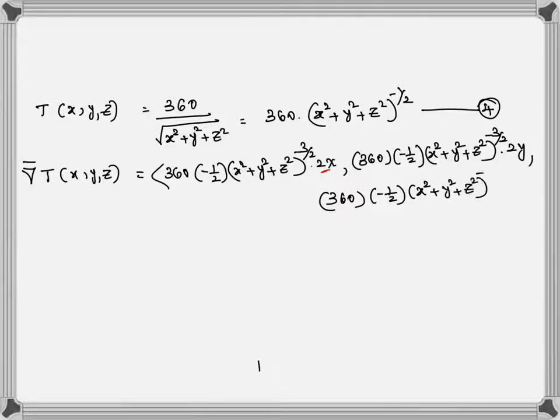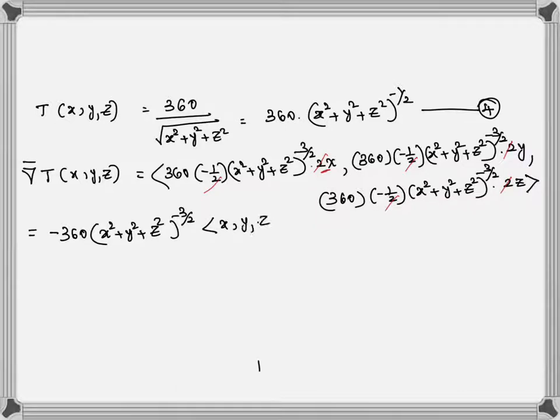So that will be our gradient vector. You notice that here 360 times, then here you have 2 and 1/2. So these two will get cancelled out. So we will have negative of 360 times x square plus y square plus z square to the power -3/2, which can be taken out as a common factor. Then it will be x, y, z. So this is our gradient vector at t.